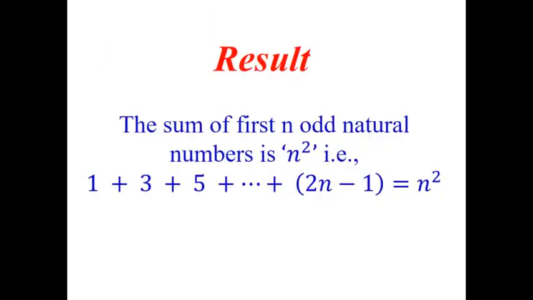So by this activity we got the result. The sum of first n odd natural numbers is n square. That is 1 plus 3 plus 5 plus up to 2n minus 1 is equal to n square.